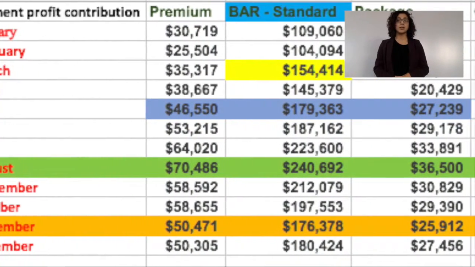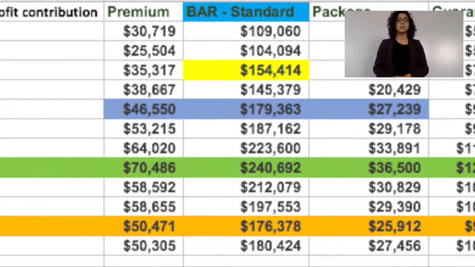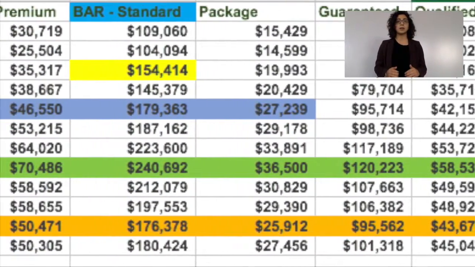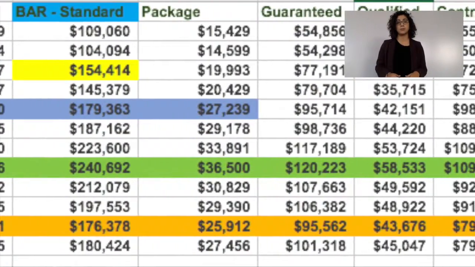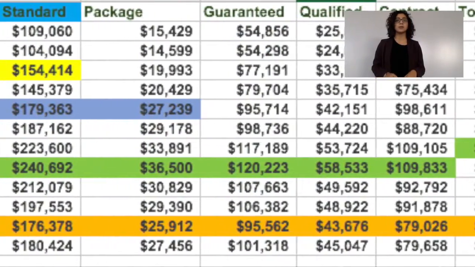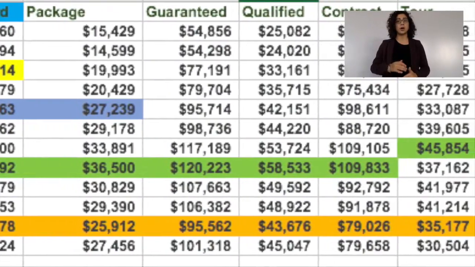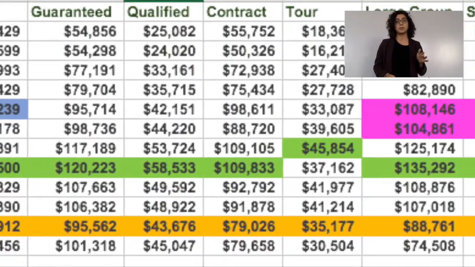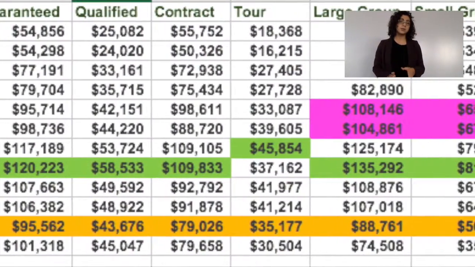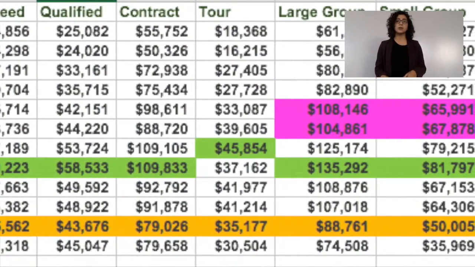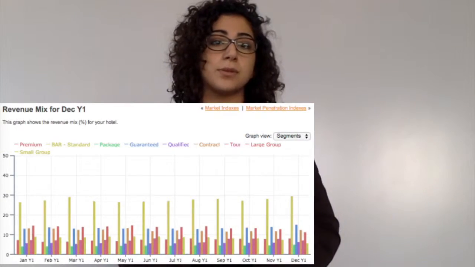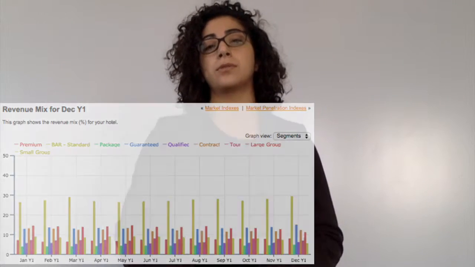This can be explained as for the month of August, there was a general increase in price throughout the market, but our prices didn't rise and were in the lowest price range in the market. This increase was stable until November, where we can see a drop in the profit contribution as our prices increased above the average market prices for groups. Considering all these changes, throughout the entire year, our main revenue came from the bar standard segment, which represents about 30% of our total revenue.